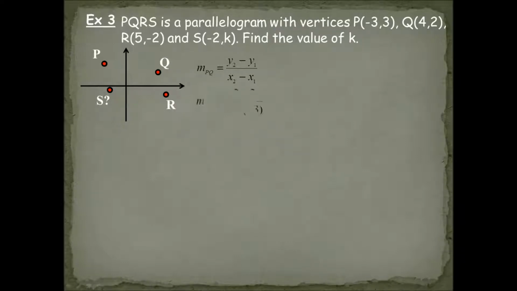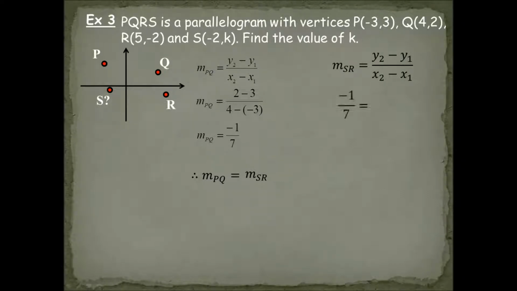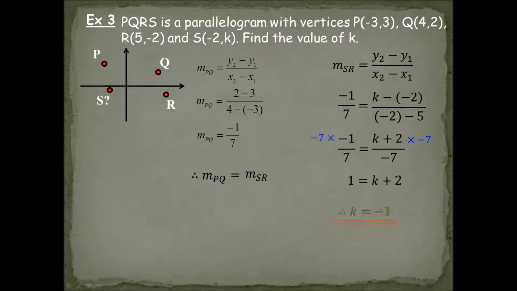So if I find PQ, I find it to be minus 1 over 7. I can then use the fact that MPQ must be the same as MSR because they're parallel. Therefore, subbing all of this in MSR and replacing the left-hand side with minus 1 over 7, because we know the gradient due to the parallelogram and those lines being parallel, I get, again, just like the similar question earlier, an unknown of K. I just need to rearrange and solve. Again, watch out for your negatives. But this time, when you solve it through, you should have got a value for K of minus 1. So the coordinate of S was minus 2, minus 1. But all you were asked to find was the value of K.